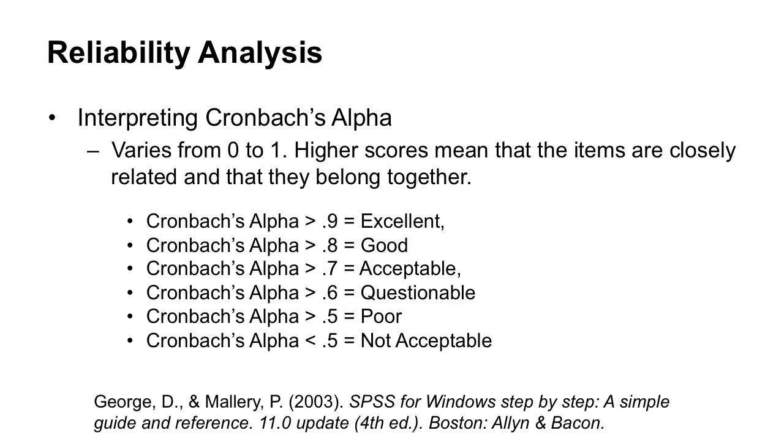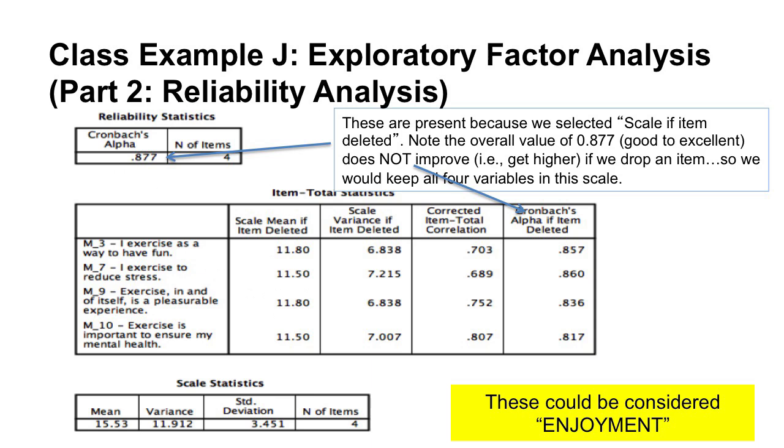With reliability analysis, the critical number we'll look at is Cronbach's alpha, and the higher, the better. Typically, we want to get above 0.7 for the scale. Again, the mechanics of running the reliability analysis are left to the supplemental slides and videos. I'll just jump to the output here.